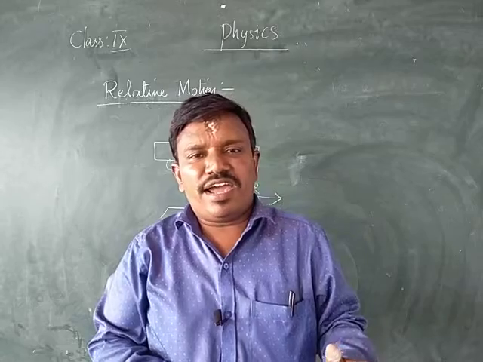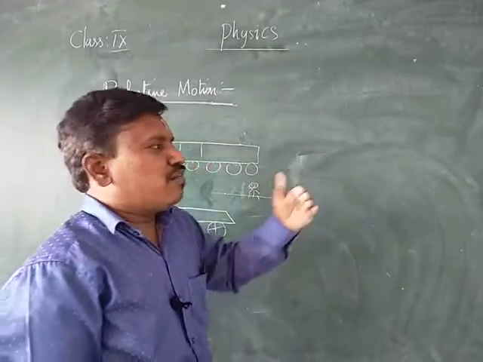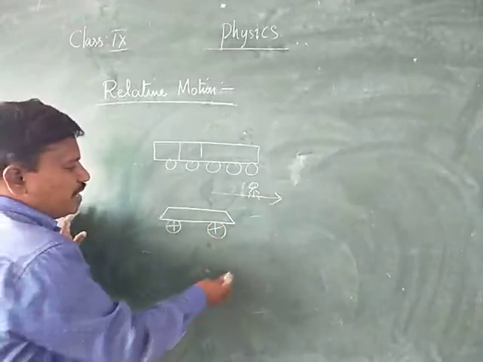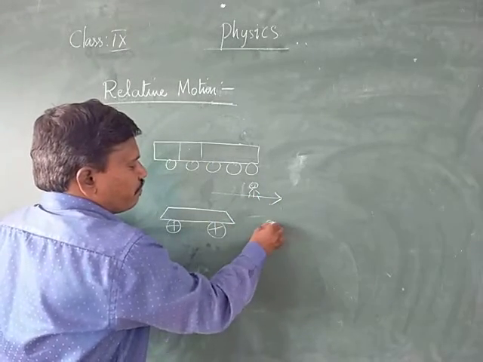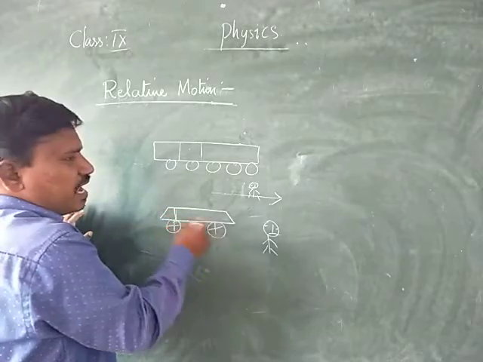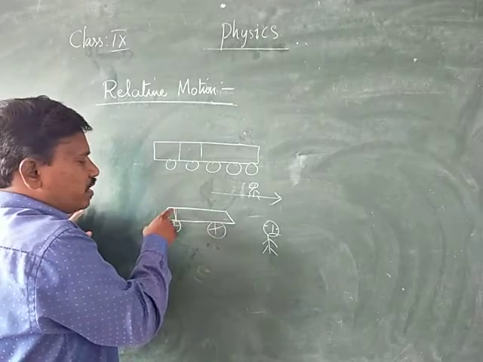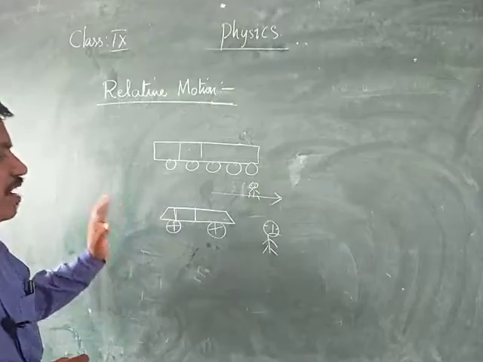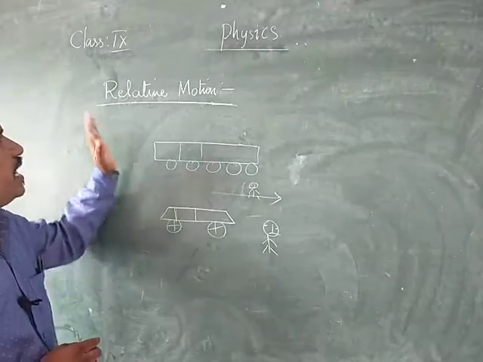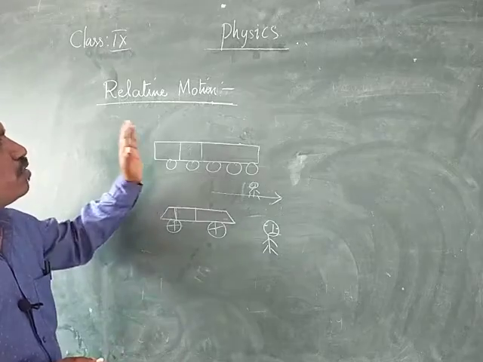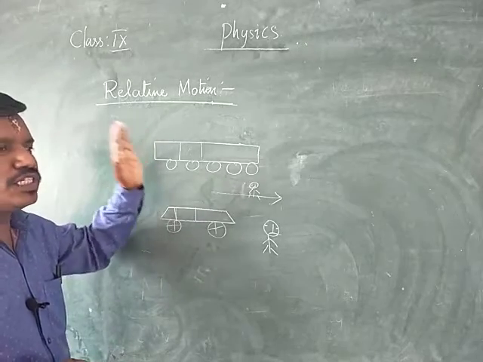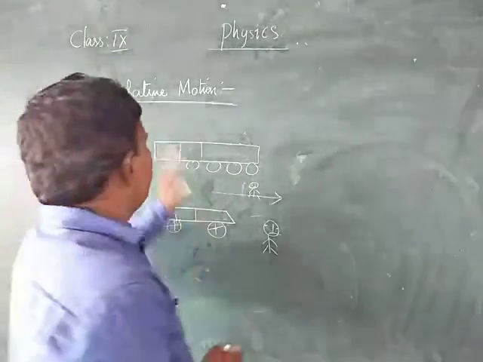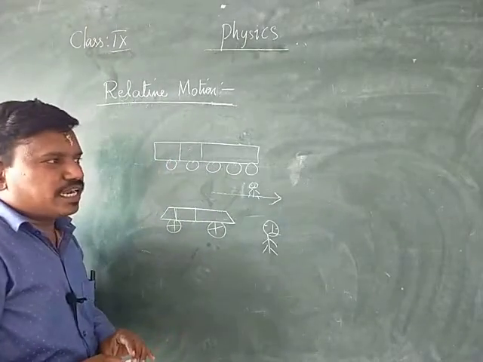And in the same way, if a person is observing from outside the car, the person will be observing that this car is moving. In the same way, the driver is also moving. In the same way, the person who is sitting at the back door of the car will also be moving. This is called relative motion. Relative motion means if there is a change in the position of the object with respect to the observer, then we say it is relative motion.